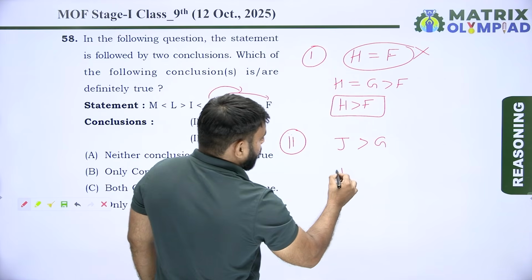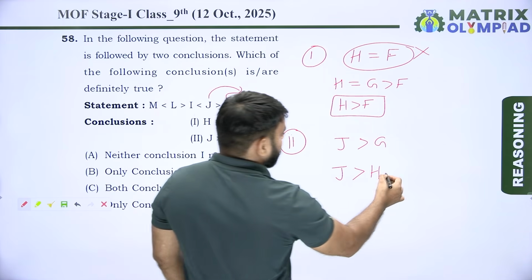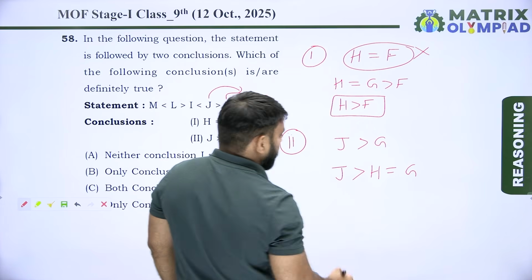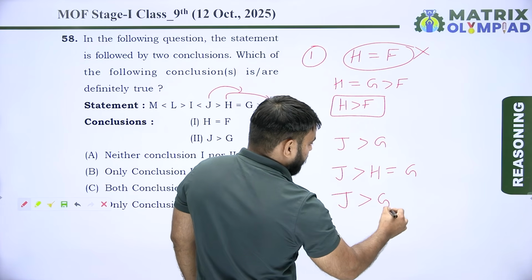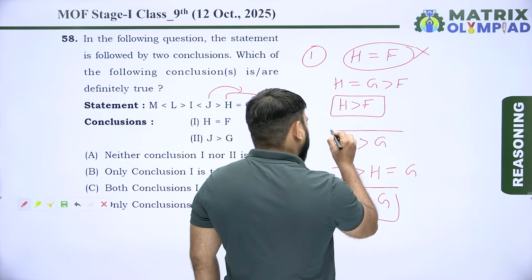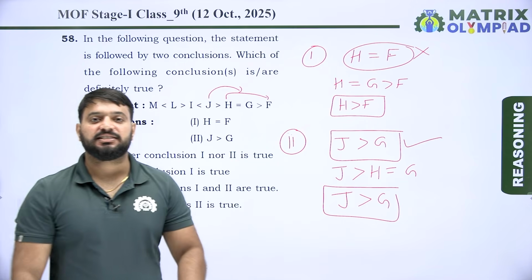G is greater than H, G is greater than H. H is equal to G, so it means J is greater than G. So here conclusion second is definitely true according to the given statements.